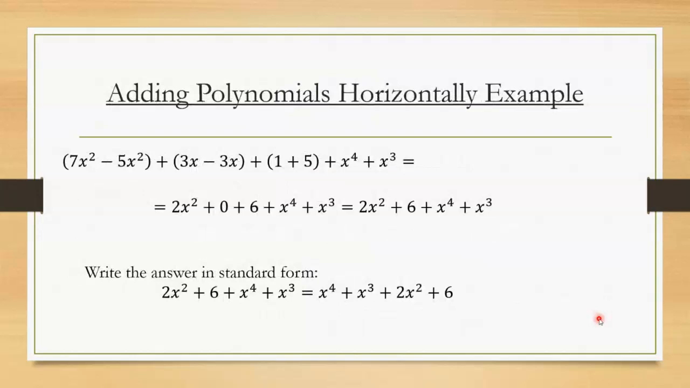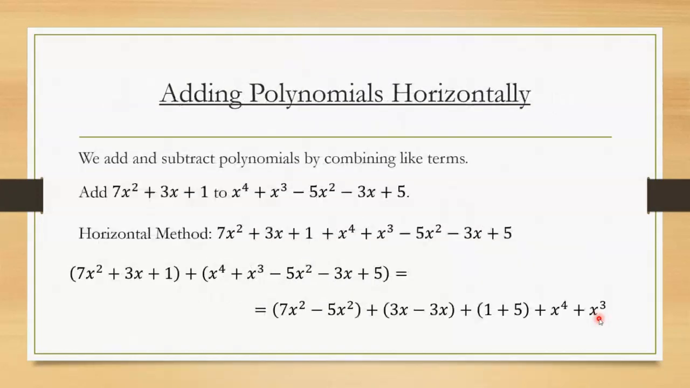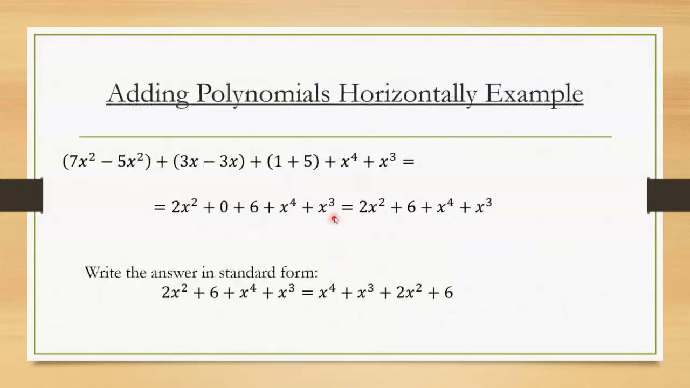Okay, so what do we combine? Here we have 7x squared minus 5x squared. That gives us the 2x squared. That's where this comes from. Oh, it's up here. 3x minus 3x, that's 0. 1 plus 5 is 6, and we have these two. So this is what the sum is.